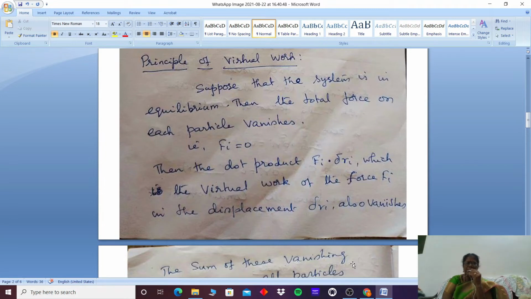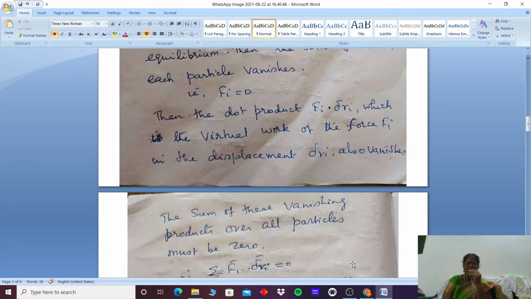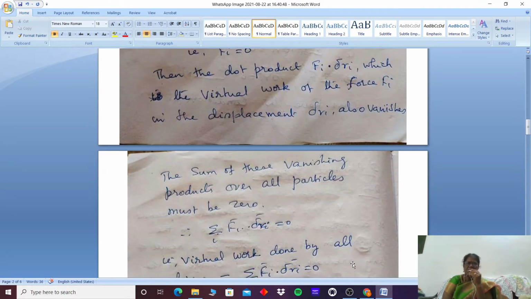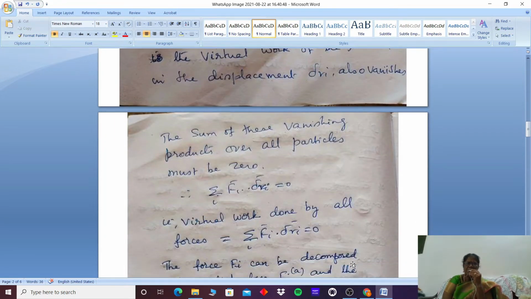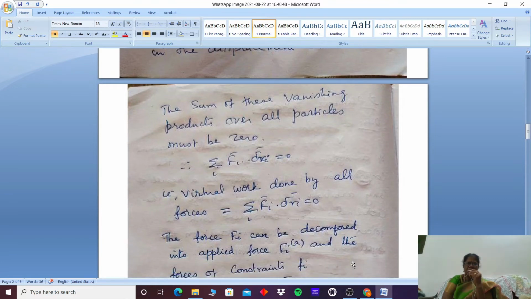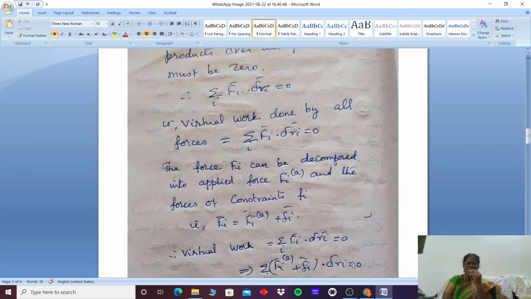Whereas if you find the dot product of the force with delta Ri, which is the virtual work of the force Fi in the displacement delta Ri, that will also vanish because F is equal to 0. Since F is equal to 0, F dot delta Ri is equal to 0. The sum of these vanishing products over all particles must be 0. So here we said for each particle the value is 0. So for n number of particles, if you are finding the sum of F dot delta Ri, that will also be equal to 0. So virtual work done by all forces is equal to 0.